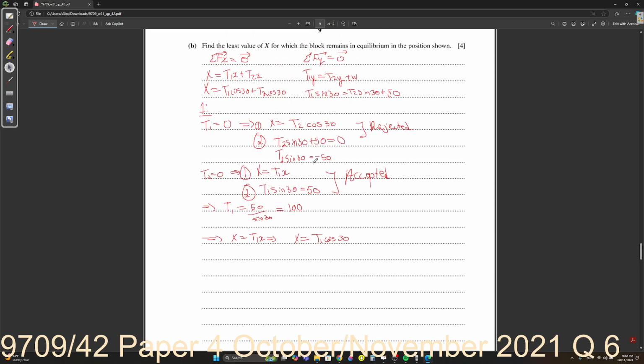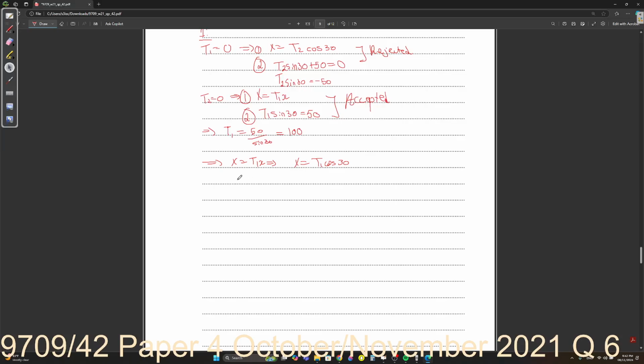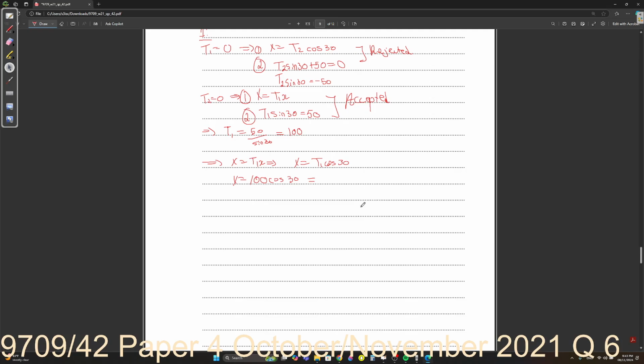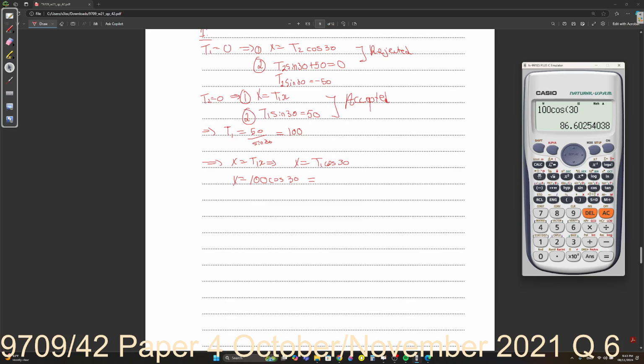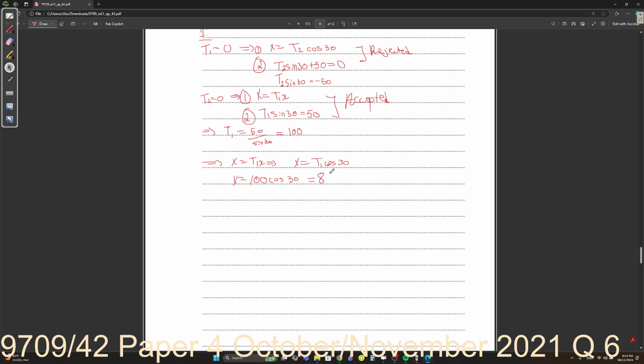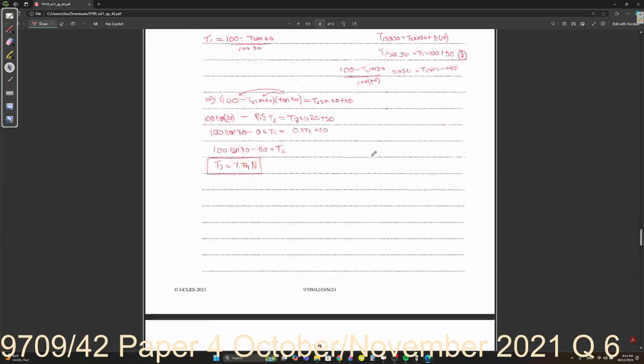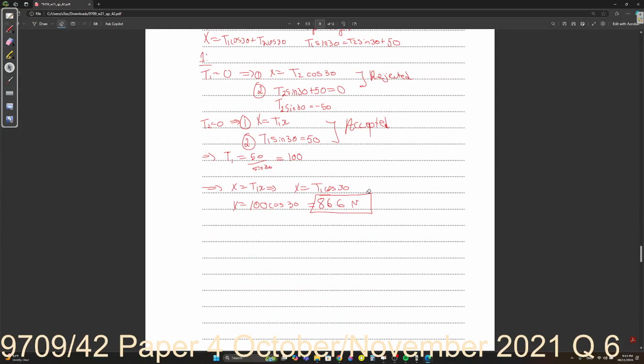Therefore, x is equal to T1 cosine 30, right? I should have written it like this from the start. Therefore, x is equal to 100 cosine 30, which if you do on your calculator is 50 root 3, which is 86.6 to 3 significant figures. Okay, 86.6 newtons. Oh, actually, no unit, because it already has a unit. So we're going to keep it as 86.6 only.